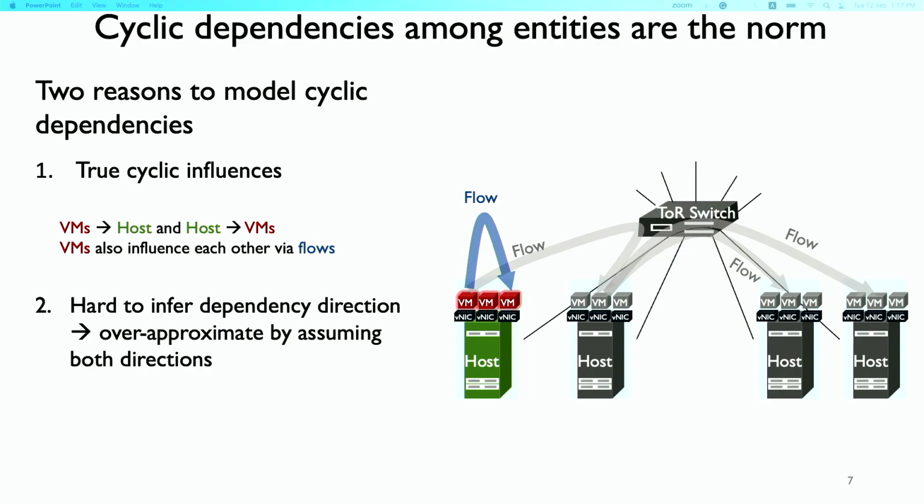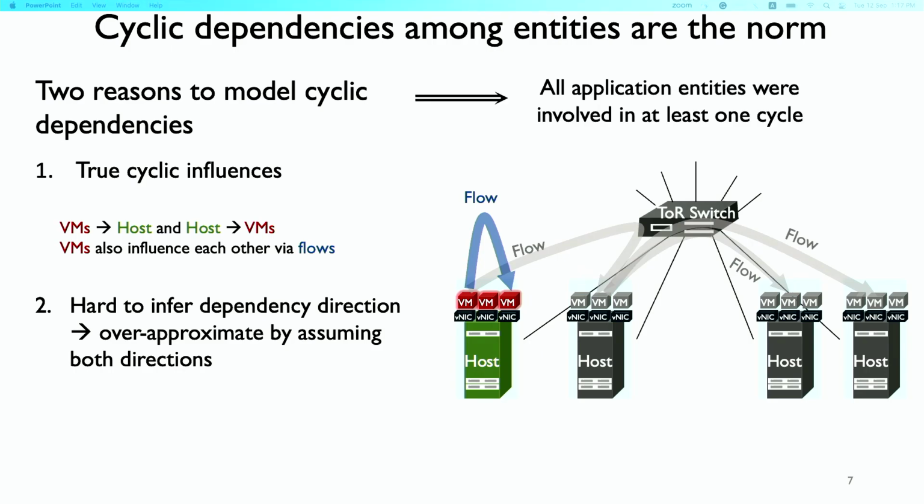Another reason is that sometimes it might be hard to infer the direction of the dependency using the coarse-grained data that we have. So in those cases, we over-approximate the dependency by assuming influence in both directions. Because of these two reasons, we found out that essentially all application entities in our environment were involved in at least one cycle. So we really need to model cyclic dependencies.